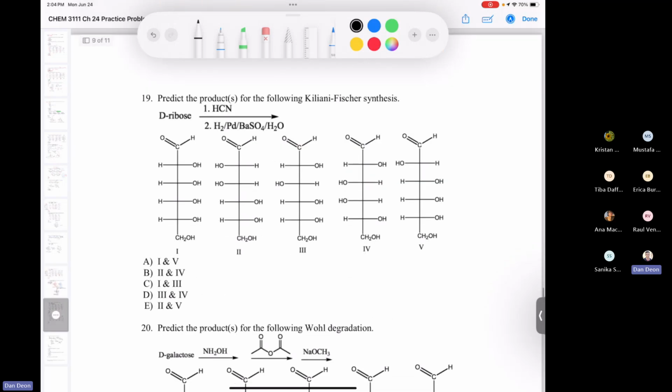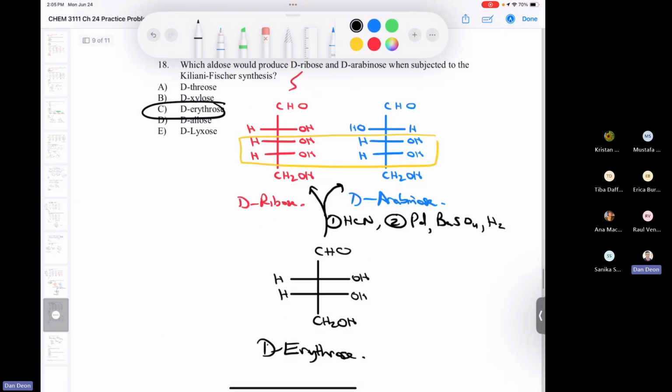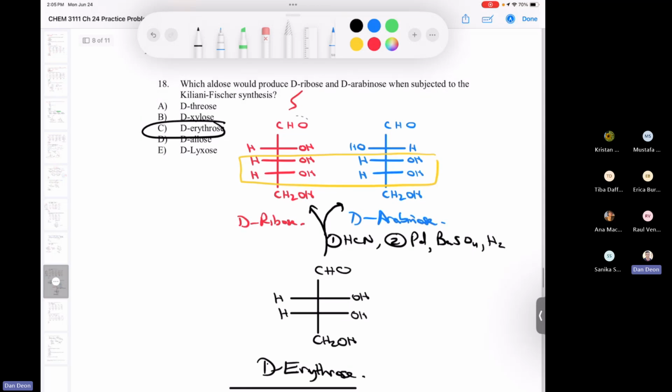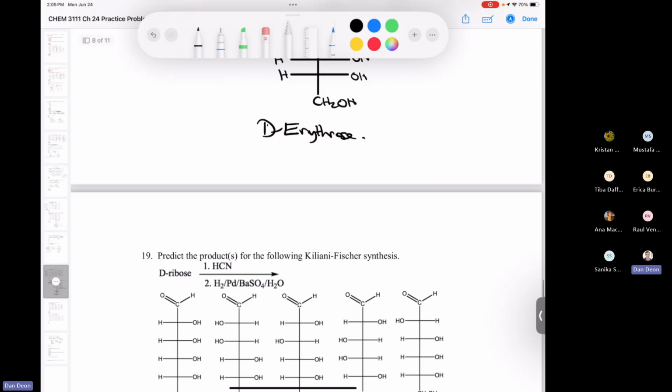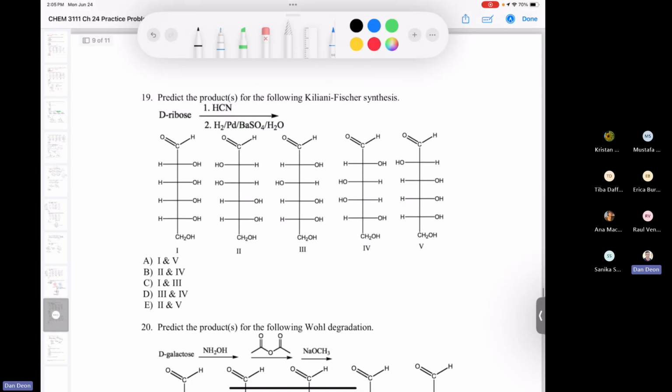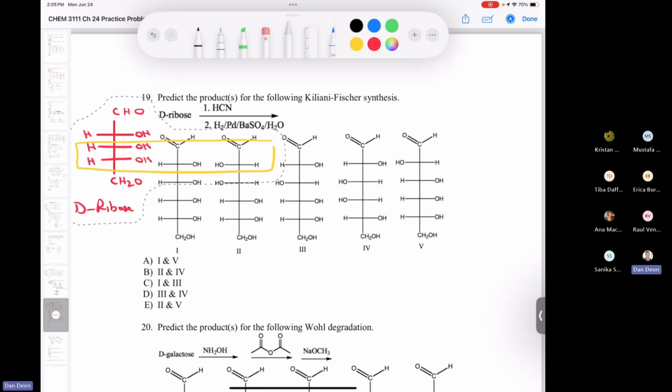Number 19, predict the products for each of the following, Killiani-Fischer synthesis. So if I take D-ribose, and you can see that I have D-ribose here, so I'll just borrow it and put it right here. So there's our D-ribose molecule. Then it says predict the product for the following, so we're doing a Killiani-Fischer synthesis.